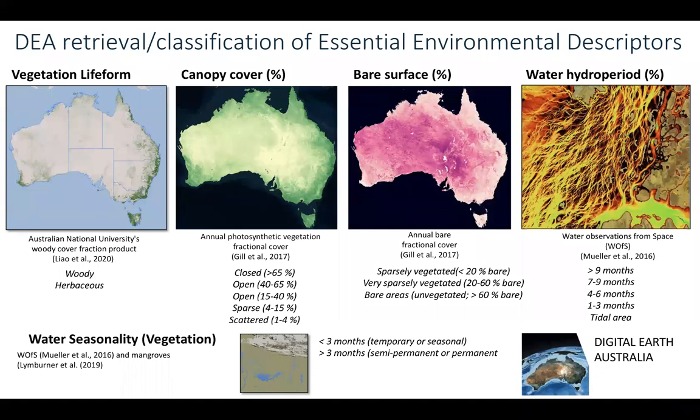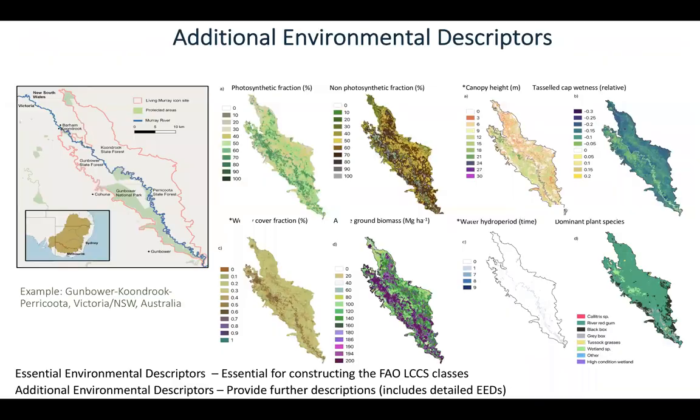So the overarching and also the essential environmental descriptors, and we call them essential because they're used for the construction of the FAO land cover classification system, include things like woody, herbaceous. So we can use, for example, in Australia, Australian National University's woody cover fraction. Annual photosynthetic vegetation fraction, again, that gives you a cover estimate or a relative measure there. Bare surface, water hydro period, water seasonality of vegetation, and so on. So each of these has defined units or categories. So woody is 1, herbaceous is 2, it always is. And they have units such as percent or meters or above ground biomass in tons per hectare, is one we're going to talk about next.